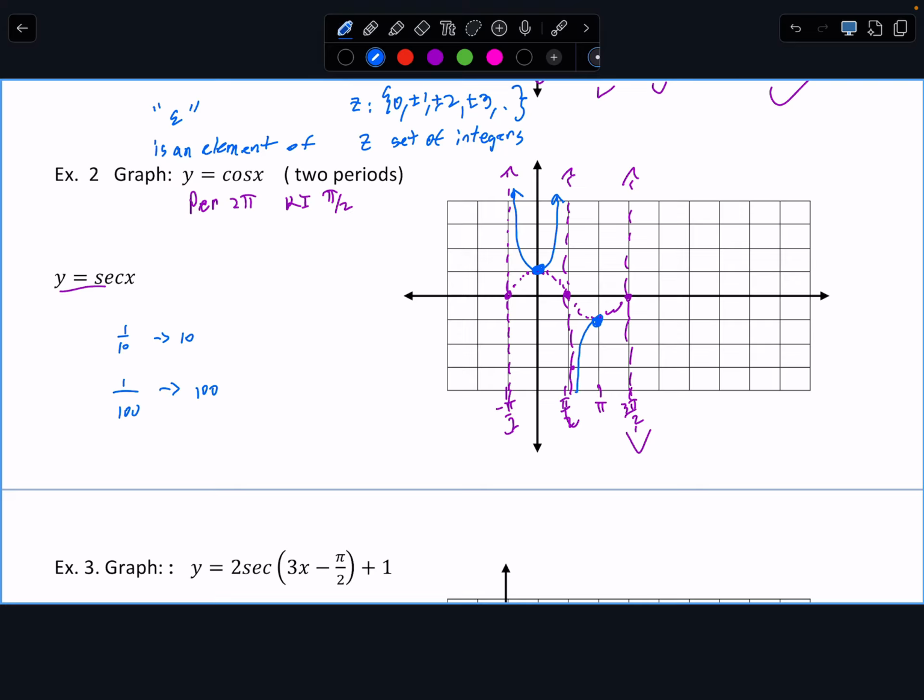And then over here, it's just that they're negative values. So you're getting negative 100, negative 1,000. And then just continue that for another period. Cosine would go to 1 to 0 to negative 1 to 0. You'll have asymptotes where cosine is 0. And then they will meet up at 1 and negative 1, and so this is a second period of secant.